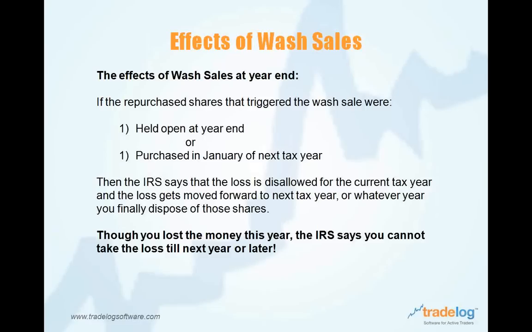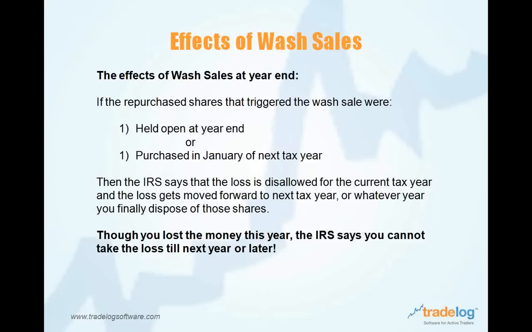If the repurchased shares that triggered the wash sale are held open at year end, or if you purchase them in January of the next tax year, then you might disallow the loss. What that means, the IRS says that the loss cannot be taken in the current tax year, but gets moved forward to the next tax year, or whatever year you finally dispose of those shares. We're going to talk about that a little more in an example. But basically, here's where it can be a negative effect.